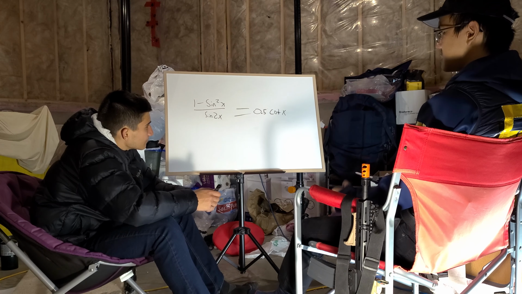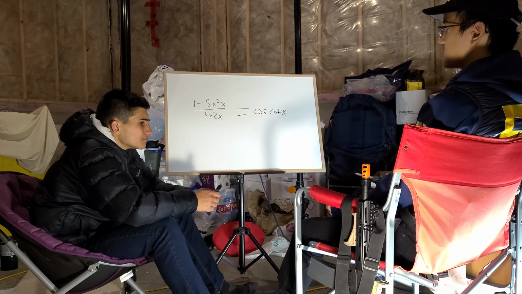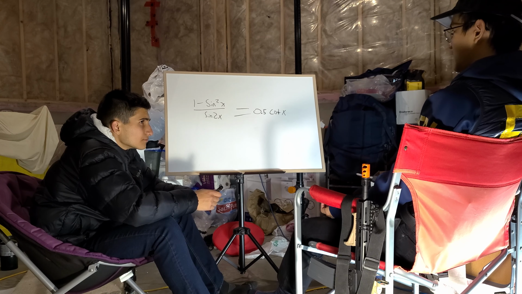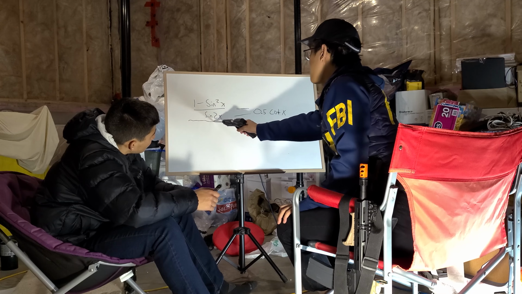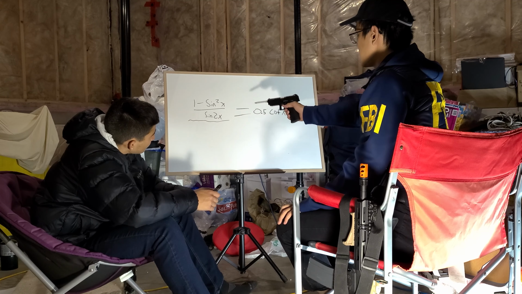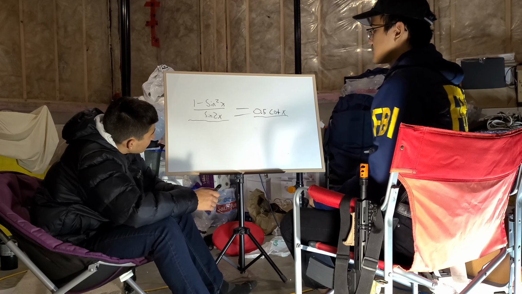When given any identity, you need to know how to pick which side to start manipulating. Always pick the more complicated looking side and simplify it to match the other side, the easier looking side. So in this example, this is a more complicated looking side, so you would start manipulating that one to make it end up equaling the more easy looking side, since you can only change one side at a time.